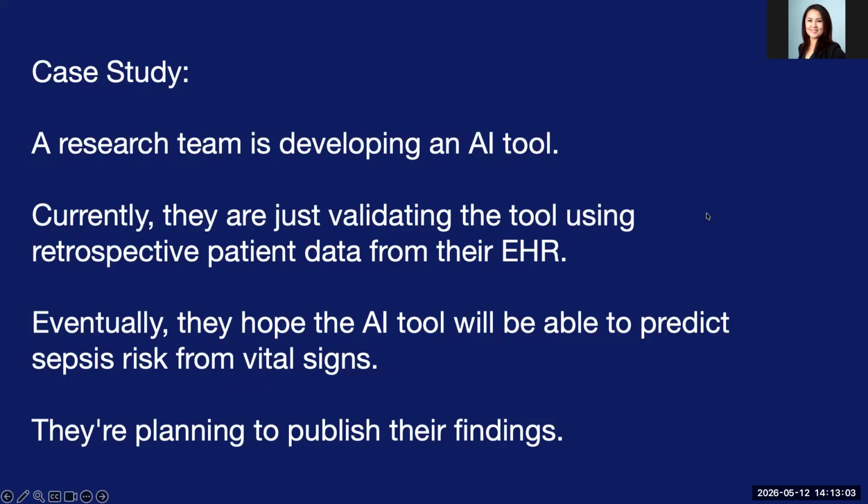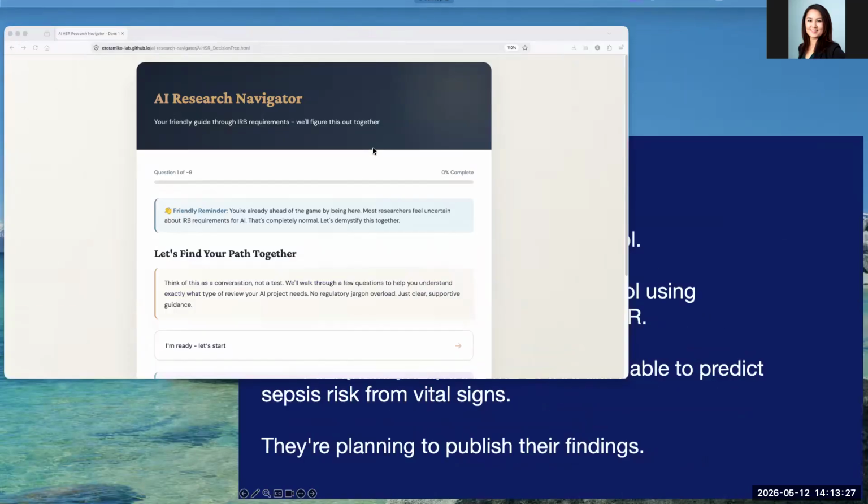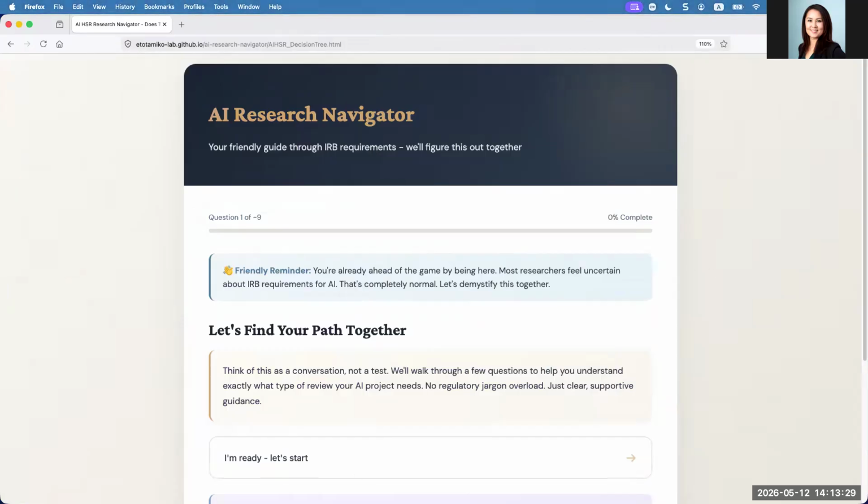All right, here's our scenario. A research team is developing an AI algorithm. Eventually, they hope the AI tool will be able to predict sepsis risk from vital signs. They want to validate it using retrospective patient data from their EHR, and they're planning to publish their findings. So let's see what pathway the tool recommends. And this is your tool. So I'm going to say I'm ready and let's start.